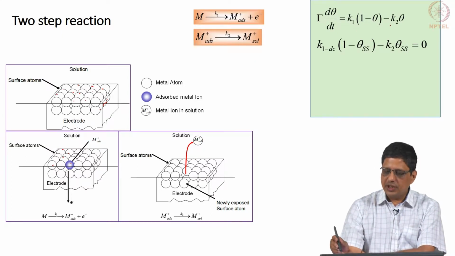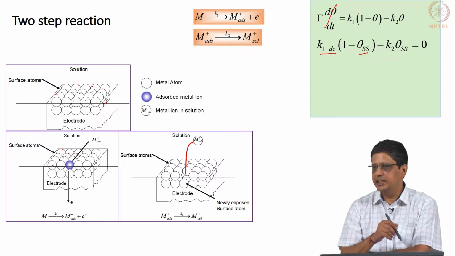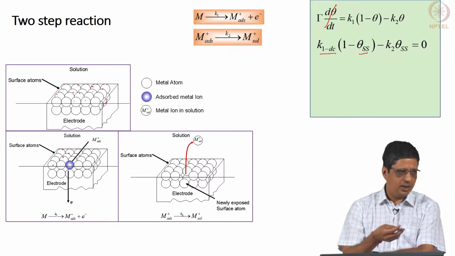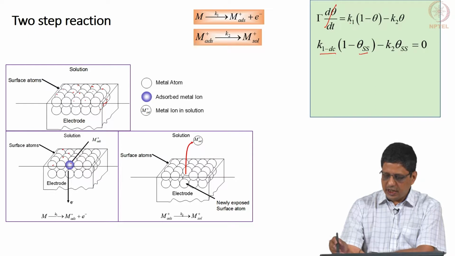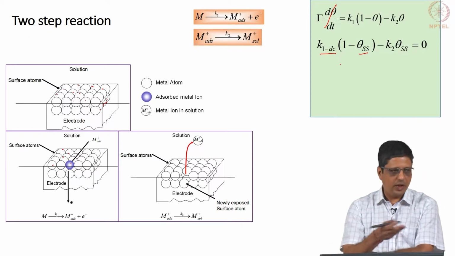So, at this condition, I can set this to 0 and I will call the K1 as K1 DC, which corresponds to that specific DC potential, and I will call the theta fractional surface coverage as theta SS to indicate its steady state. We have done this before in the Langmuir isotherm model, not in this course, but you would have done it in perhaps a chemistry course. You can rearrange this and get the steady state value of theta SS. I would like you to actually do that.